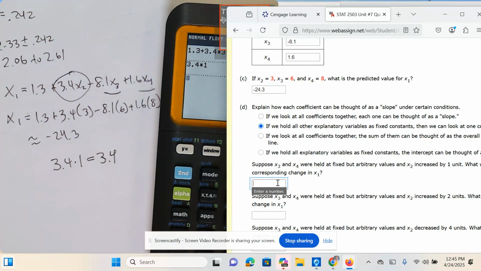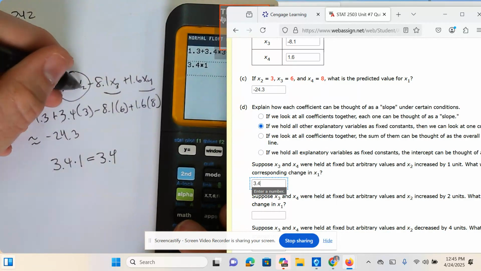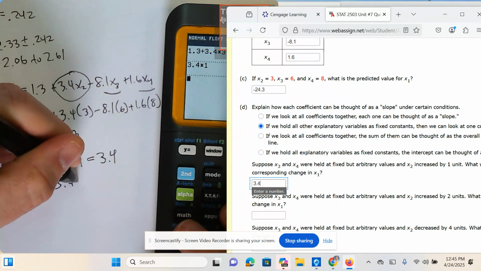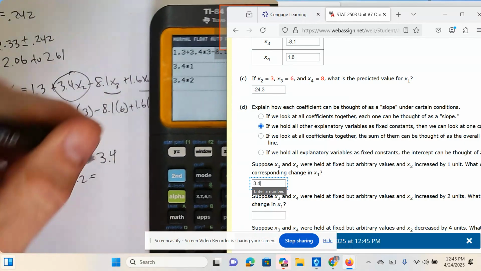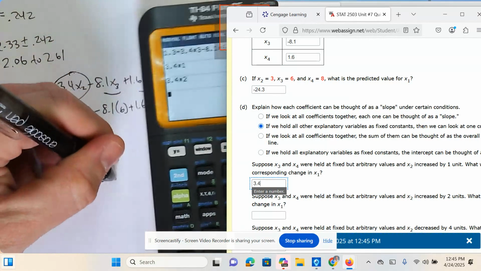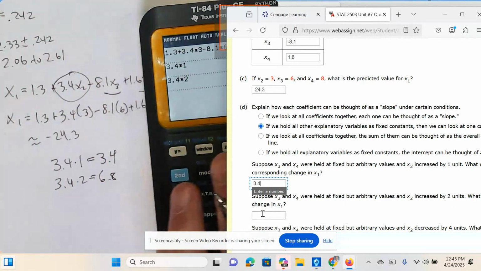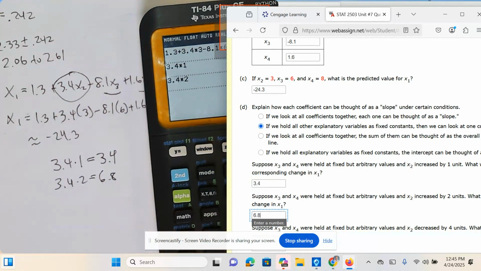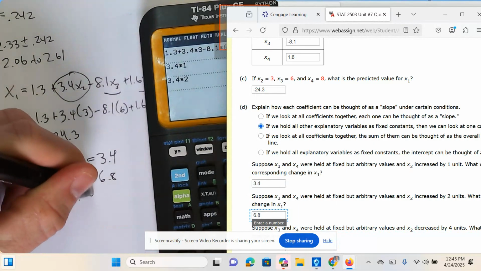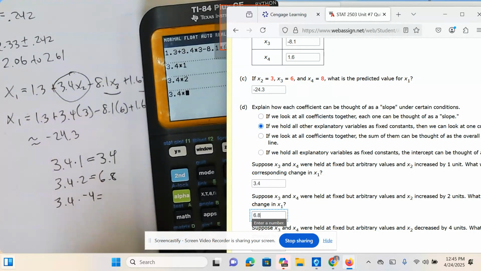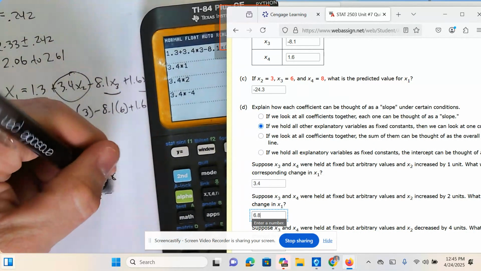So 3.4. Now, if you were to increase the value of x2 by 2, you take 3.4 times 2, and you would get 6.8. So 6.8 would be your value there. What if you decrease it by 4? Decreasing it by 4 means it'd be multiplied by negative 4. So 3.4 times negative 4, negative 13.6.